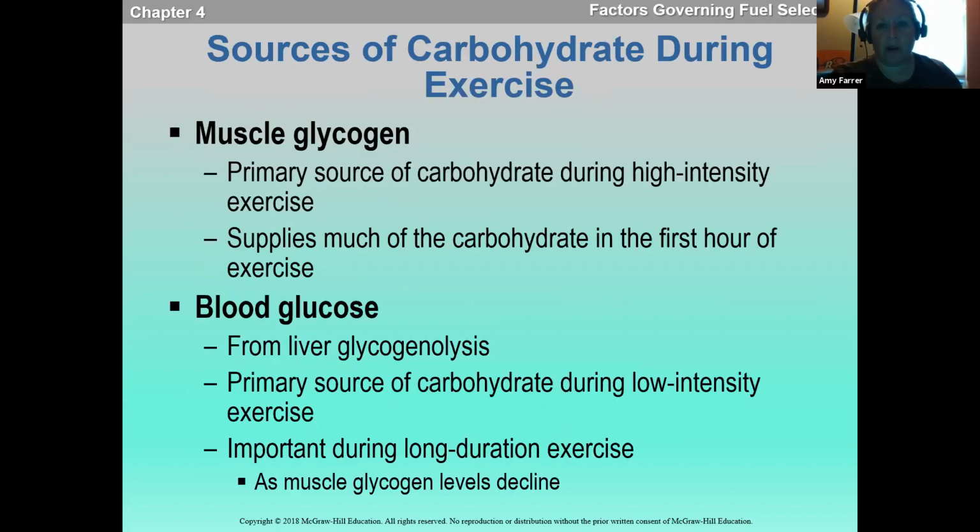So where do our carbs come from? Muscle glycogen. We're going to see that as a primary source of carbs during high intensity exercise, and it supplies exercise in that first hour. Blood glucose is going to come from the liver and glycogenolysis.